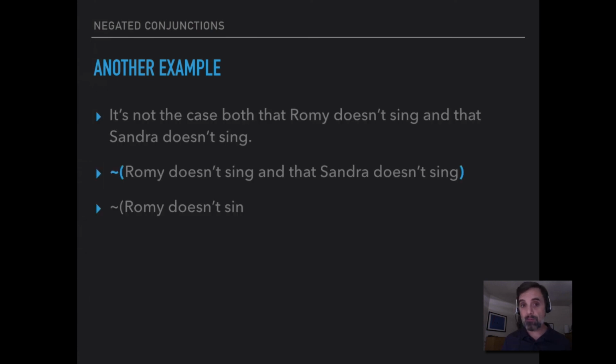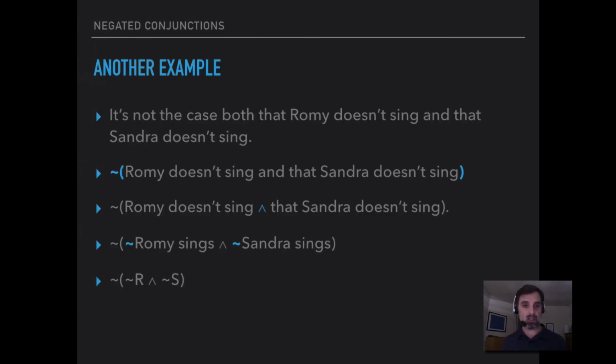So let's look at another example. It's not the case both that Romy doesn't sing and that Sandra doesn't sing. Okay, so it's the negation of a conjunction. So what we'll do is put a negation, and then put parentheses around the conjunction. Then, in the second step, we turn the "and" in English into a conjunction symbol in logic. Now we take "Romy doesn't sing" and turn that into the negation of "Romy sings," and "Sandra doesn't sing" into the negation of "Sandra sings," and then we turn "Romy sings" into R, and "Sandra sings" into S. So the key thing is, when we have "it's not the case both" out in front, we need to put the conjunction into parentheses.